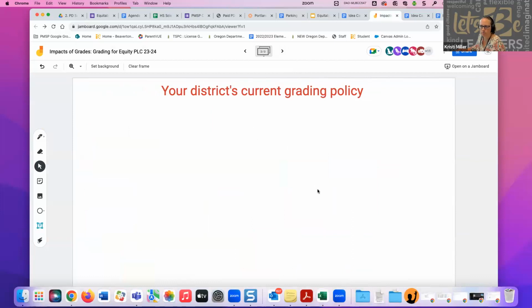So here we are on slide two. I saw some folks were putting some things on slide one. So slide two: your district's current grading policy. Why do we do grades in your district?